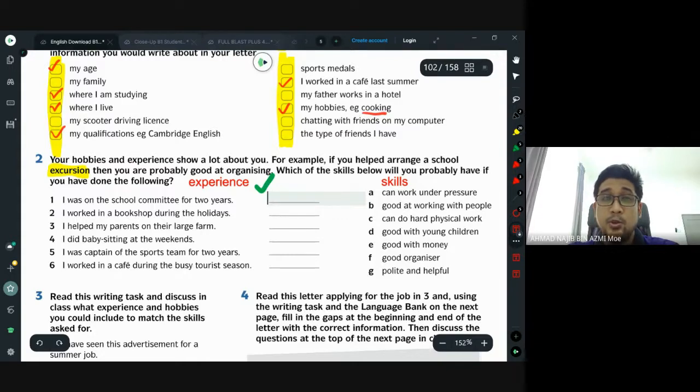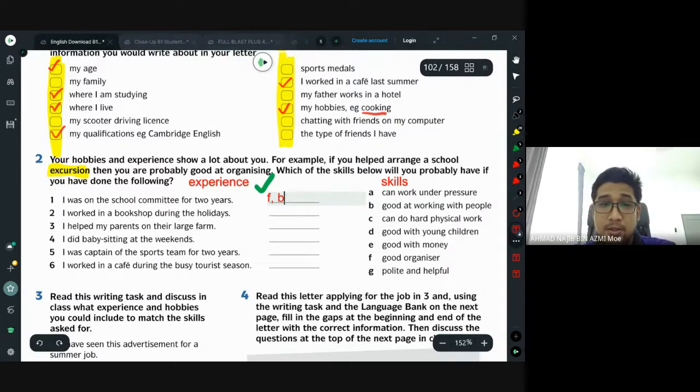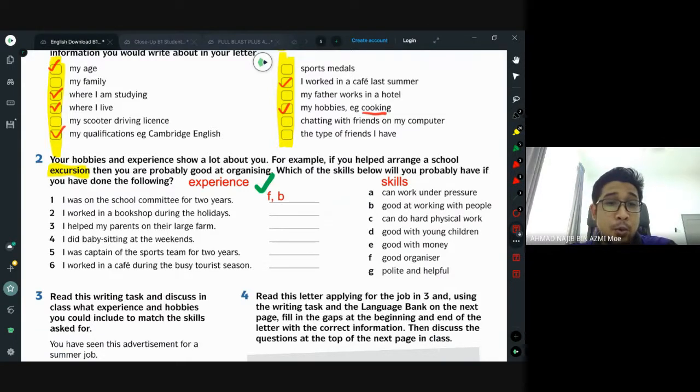School committee, jawatan kuasa sekolah. Good organizer. Good organizer, yes. Okay, what else other than that? Good working with people. Right. Okay. So when you are writing your job application, you can say, I was on the school committee for 2 years. So I'm good at working with people and is also a good organizer.